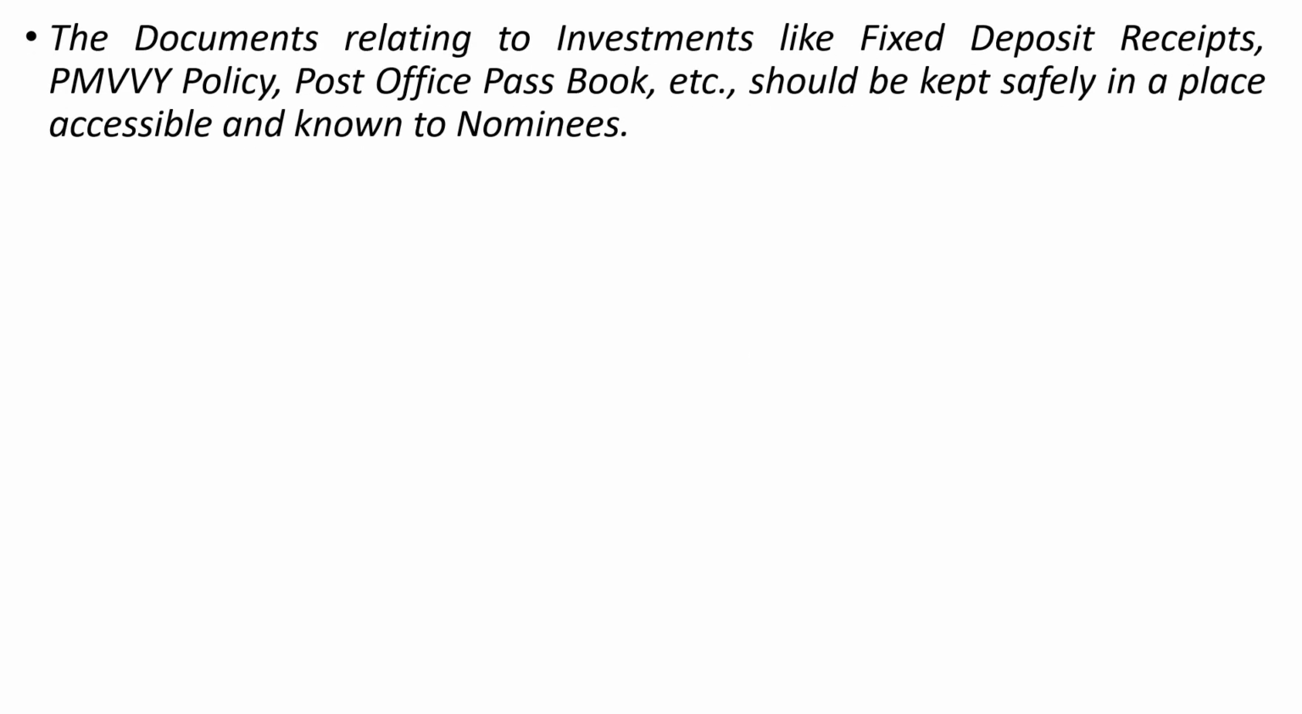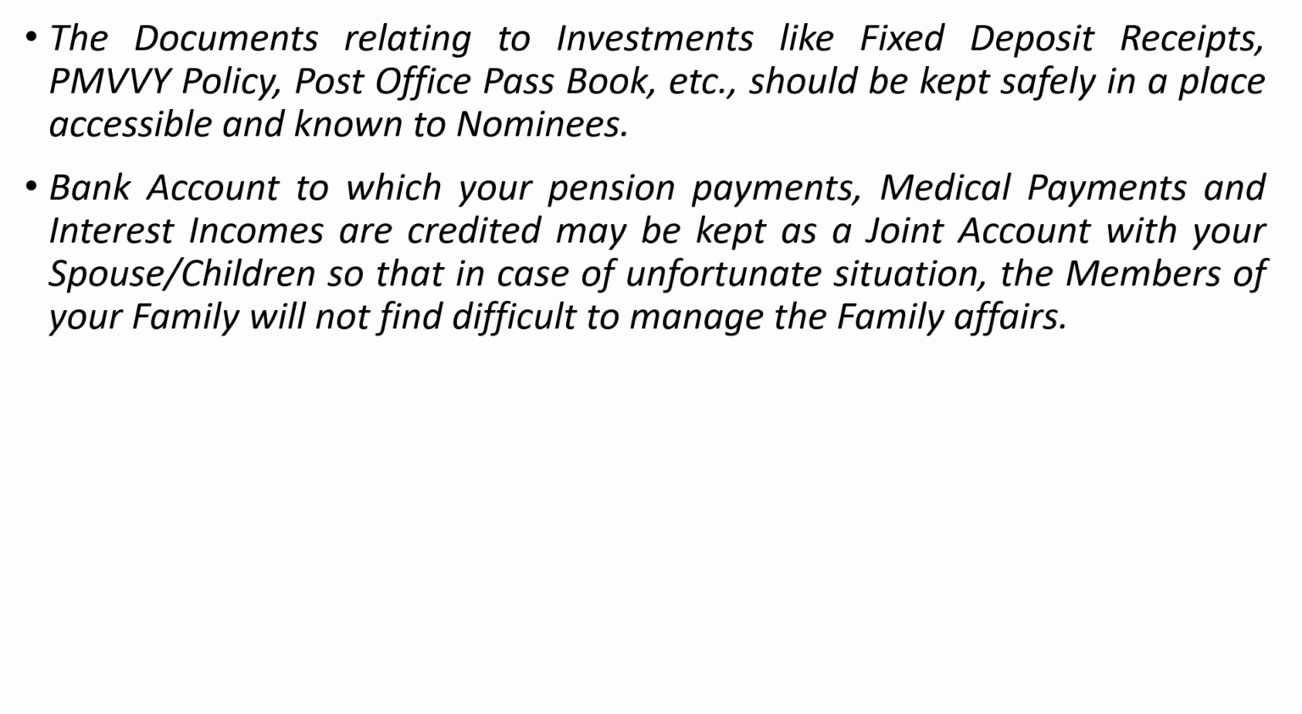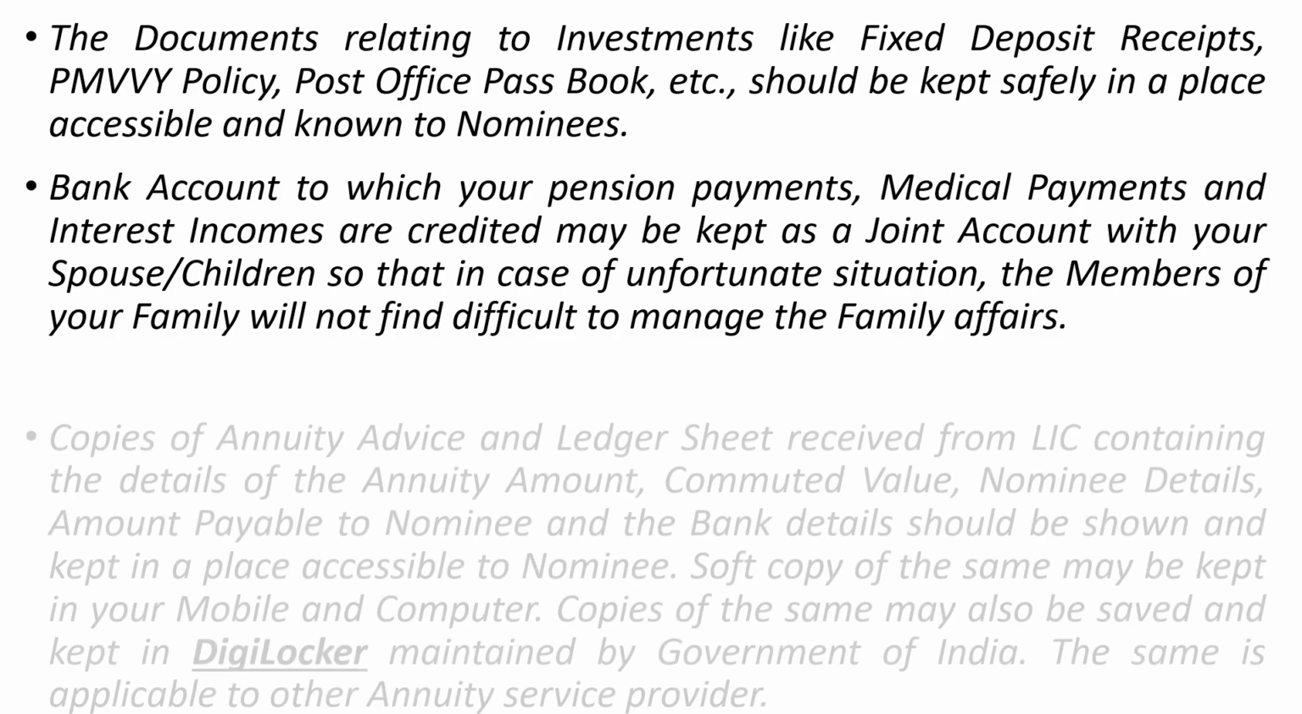Do's and don'ts continued. The documents relating to investment like fixed deposit receipts, PMVVY policy, post office bank passbook, etc., should be kept safely in a place accessible and known to nominees. Bank account to which your pension payment, medical payments, and interest income are credited may be kept as a joint account with your spouse or children so that in case of unfortunate situation, the members of your family will not find difficult to manage the family affairs.